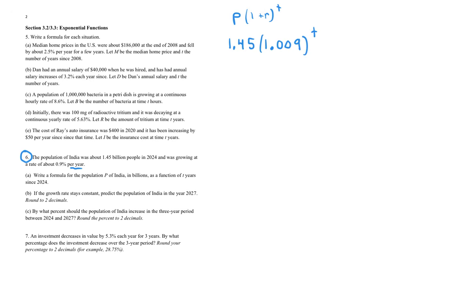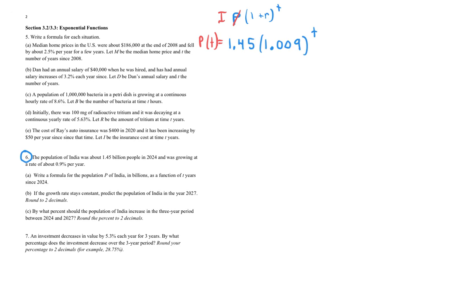To the T. So now for part A, we have write a formula for the population P of India in billions as a function of T years since 2024. Look, we already did that. So this is equal to P of T. Not to get confused with this P, which is the initial value. Okay, next. So now we have B. The growth rate stays constant, so it doesn't change.